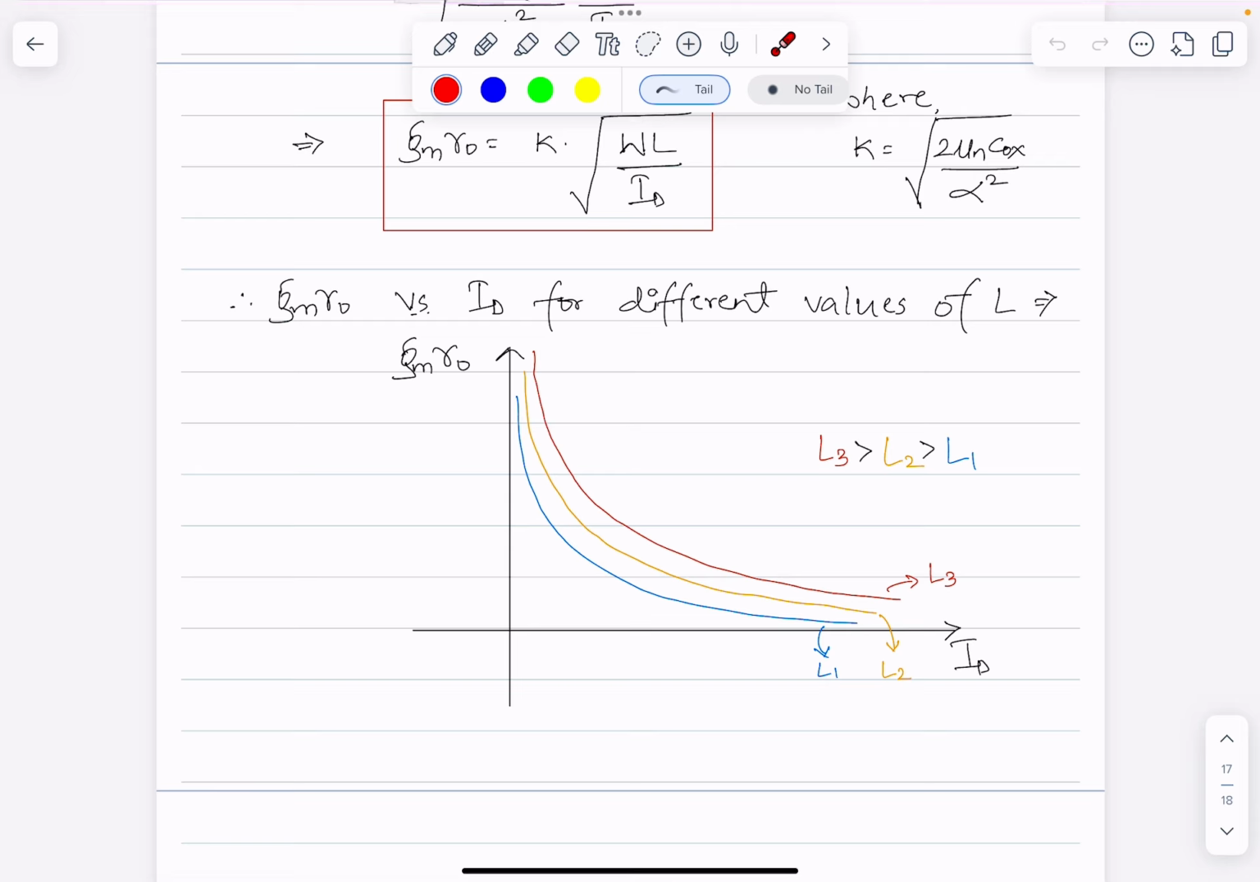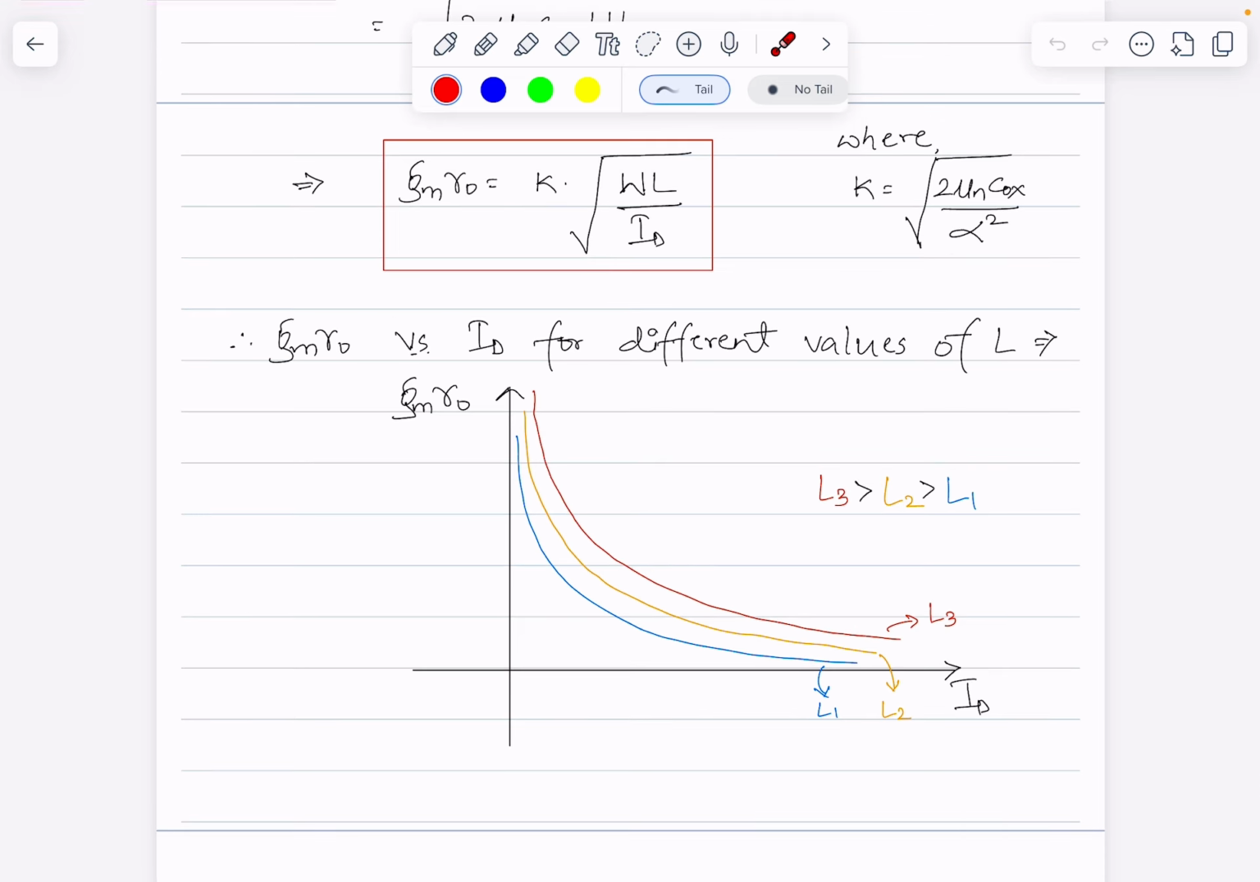Now, in order to plot gm·ro versus ID, how do we do that? There is a general trick for you to plot anything. The way you do that is you plot the extremities first. So let's say ID. When ID equals 0, the denominator of this term is 0, so gm·ro tends to infinity. So when ID is 0, gm·ro is tending towards infinity.